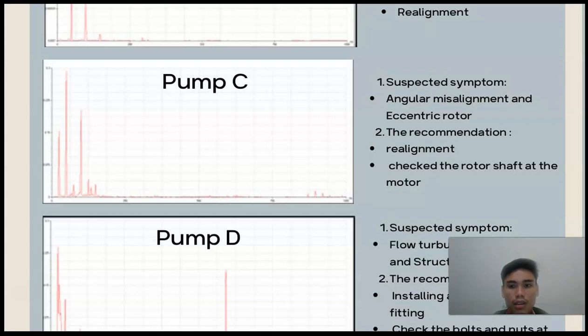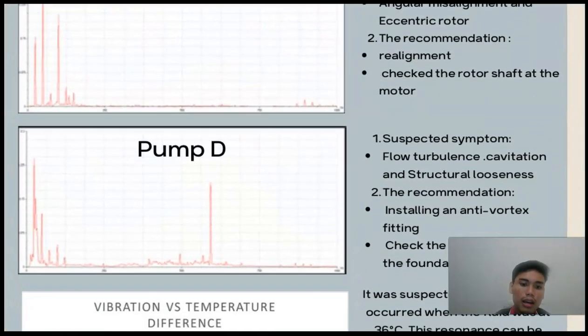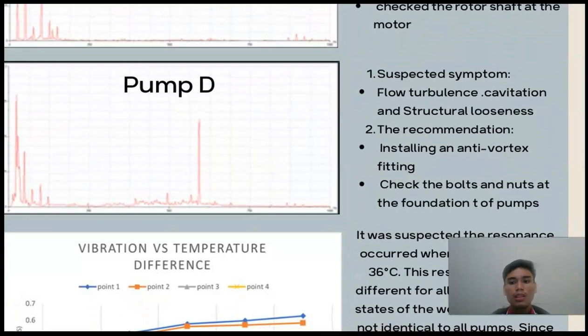The recommendation for the symptom is realignment the pump and check the rotor shaft at the motor since it shows eccentric rotor fault. And last, on the pump D, the suspected symptoms are flow turbulence, cavitation, and structural looseness. The flow turbulence we can see on the high peak at the first 180 degree of the pump.